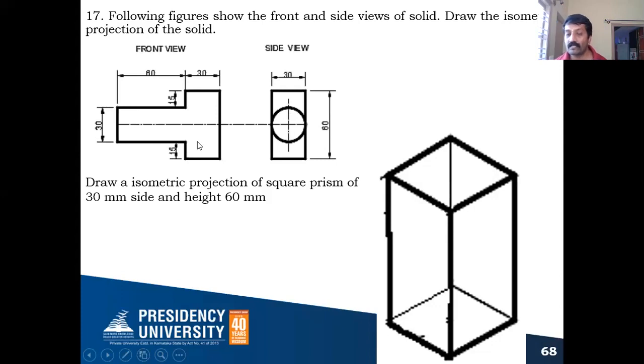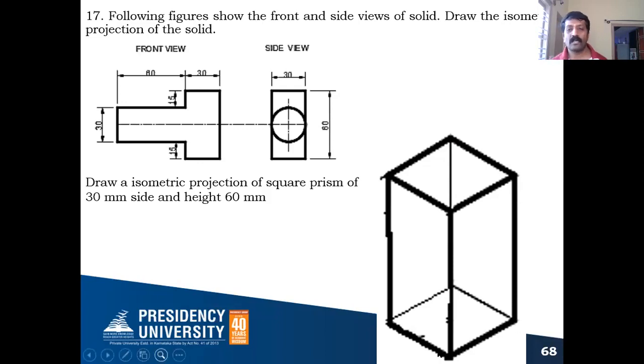Let me draw the isometric position of the right side solid first. So this is a square prism, right? Exactly at the center, perpendicularly, I have to place my cylinder here. So let me draw the isometric view of the square prism. You are all very much familiar with how to draw this.